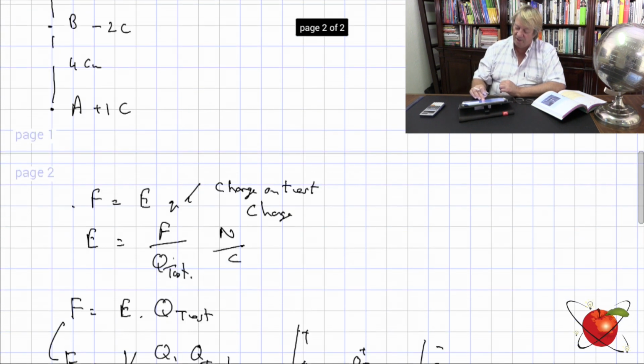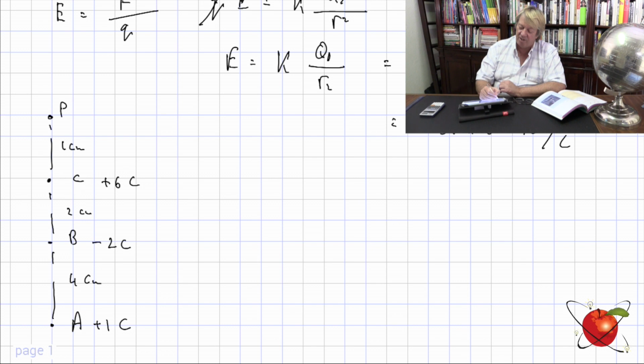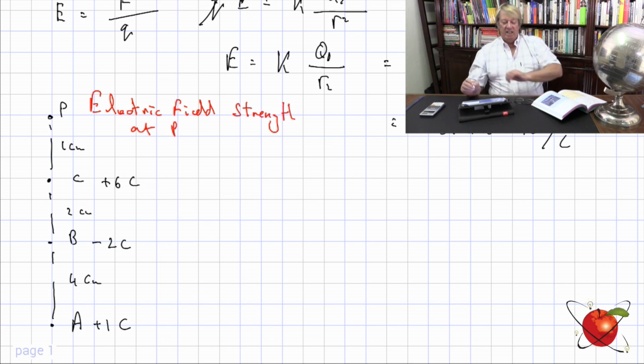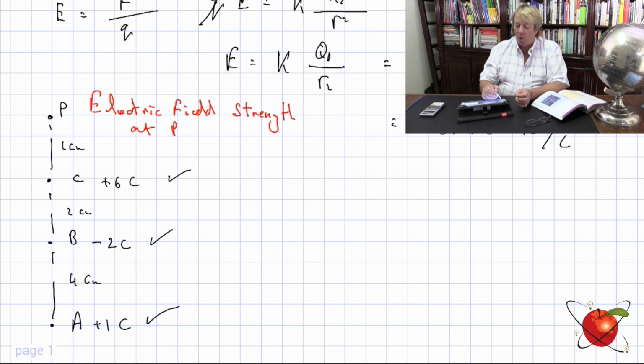Let's look at an example. This one is quite a nice one. They've asked us, what is the electric field strength at P? We need the electric field strength at P. Okay, well, what are we going to do? It's going to be a combination, isn't it? How many charges are adding to this? Well, we've got this one, and this one. They're all going to have an effect at that point, aren't they?